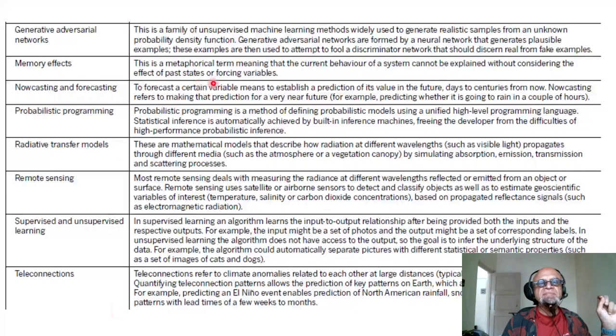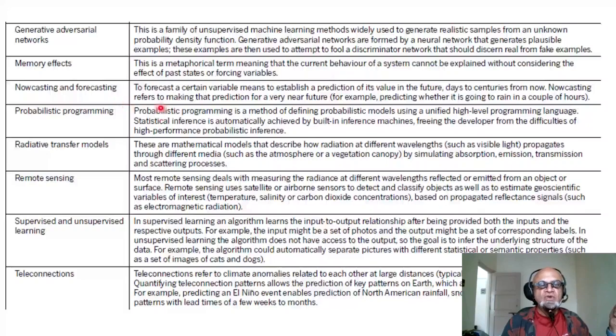So this is important. This is a metaphorical term, meaning that the current behavior of a system cannot be explained without considering the effect of past states or forcing variables. The example used here is about CO2 fluxes between the ocean and the atmosphere, or land and the atmosphere. You measure them instantaneously. There are empirical formulas. Typically you measure partial pressure of CO2 in the two media, and you use some wind speed dependence and some coefficients like Schmidt number and so on, and you produce a flux product. But that flux is not so instantaneous. It just doesn't depend on the current pCO2. It depends on various memory things. That's what we mean here.